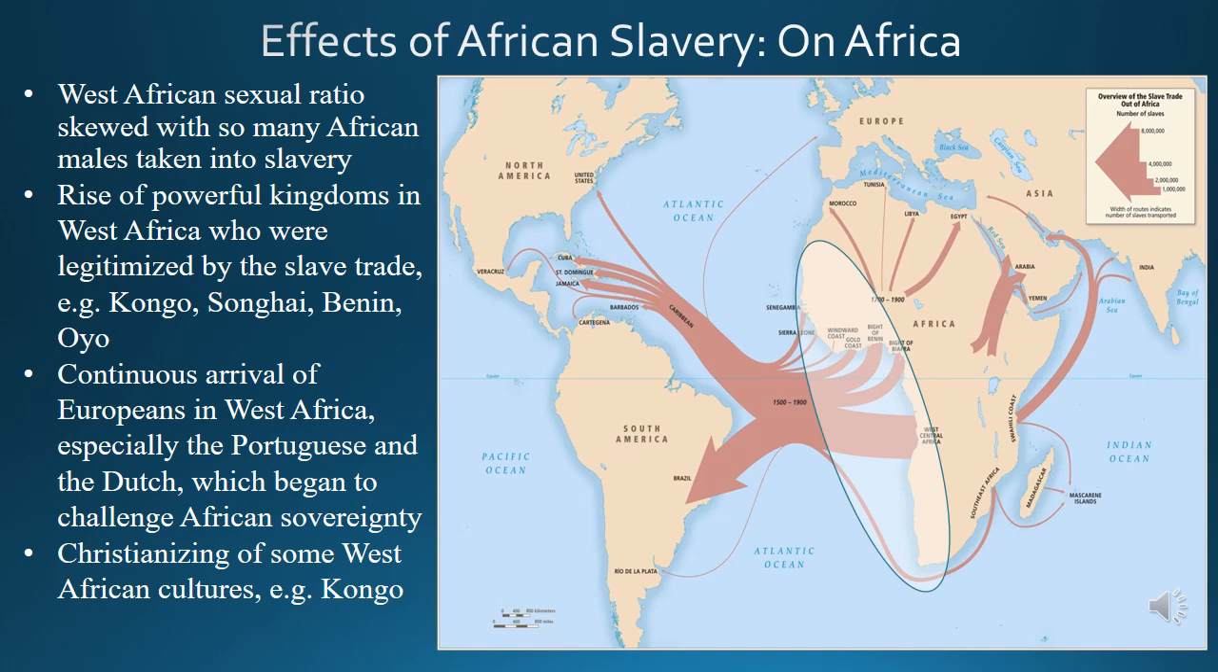in an effort to lessen the Portuguese presence in West Africa and the intensification of the transatlantic African slave trade. Continuous arrival of Europeans in West Africa, especially the Portuguese and the Dutch, began to challenge African sovereignty, and in some cases, European culture, specifically Christianity, altered African culture in societies like the Congo of Southwest Africa.